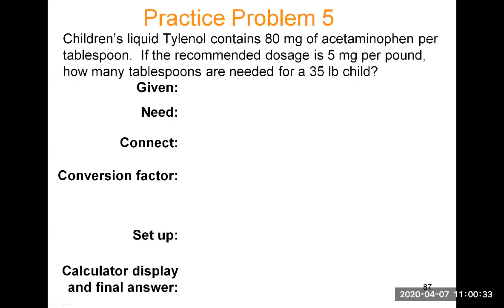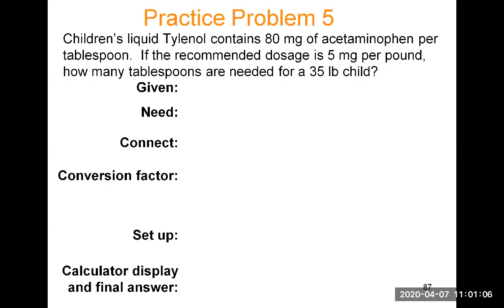So here, what is the given amount? There are many numbers there, right? There is the 80 milligrams of acetaminophen per tablespoon. Keyword: per tablespoon. So you should read this as an equality. You can see that 1 tablespoon equals 80 milligrams of acetaminophen. So that's a conversion factor. That's not a given amount.